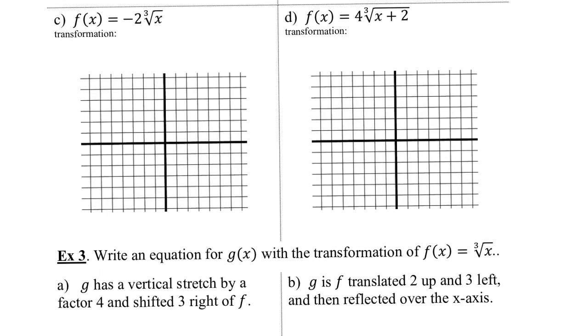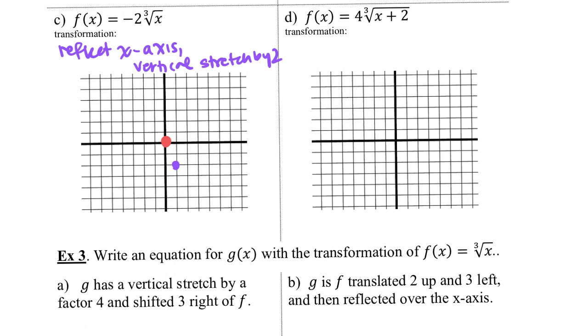Okay, this one, for c, f of x equals negative 2 times the third root of x. It has a negative, so it's going to reflect over the x-axis. But then it's being times by 2, so there's also a vertical stretch by a factor of 2. But there's no translation, so I'm going to start at 0, 0. Okay, normally we go 1, 1. But it's reflecting, so instead of going up, I'm going to go down. And instead of going down 1, I need to times it by 2. So instead of going down 1, I'm actually going to go down 2.